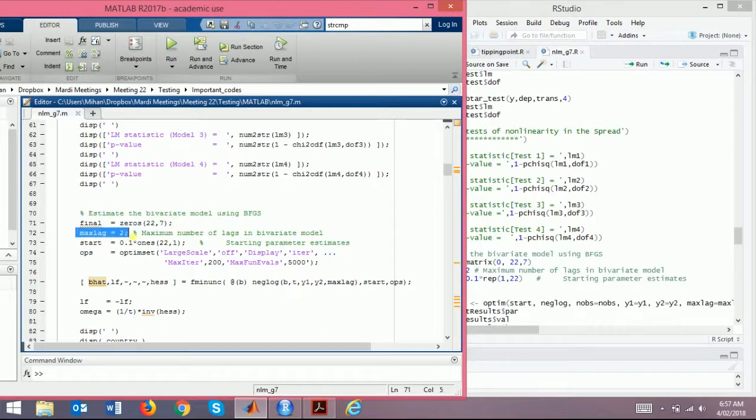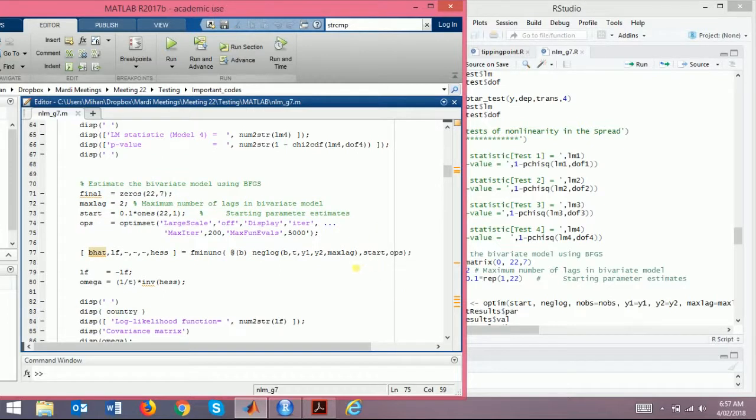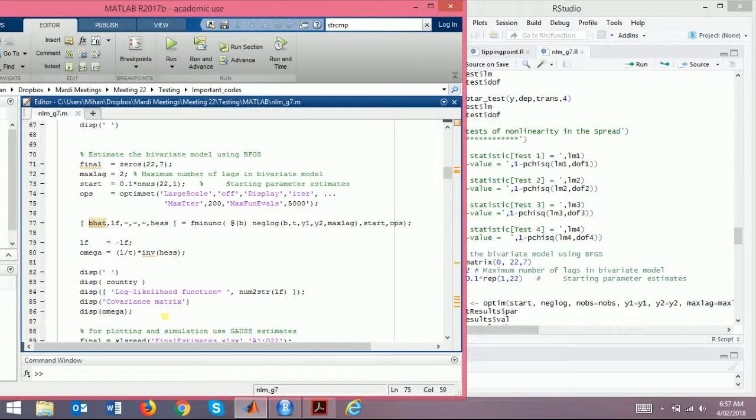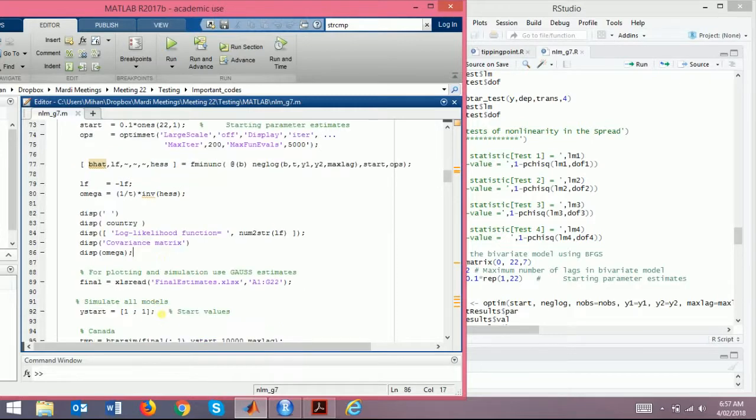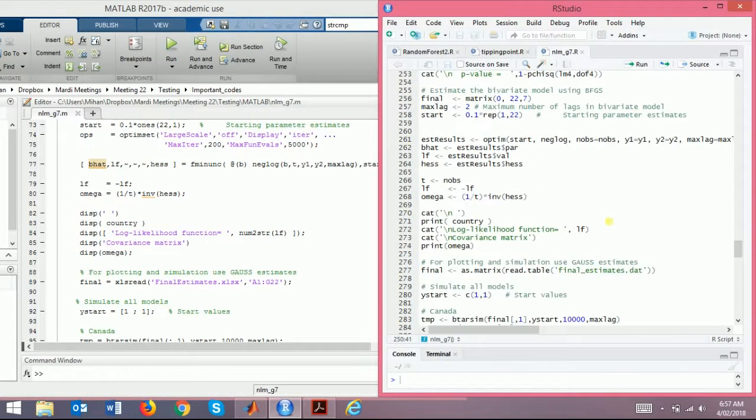Maximum number of lag is 2 lags, as I said. Initial values, finally zeros, 22 rows, 7 columns. Okay, fine, no problem. Initializing, then optimizing, and then we have the log likelihood function and covariance matrix.